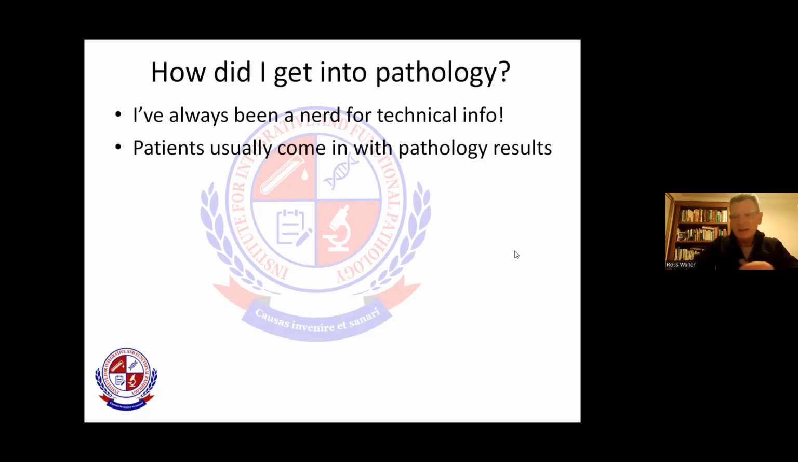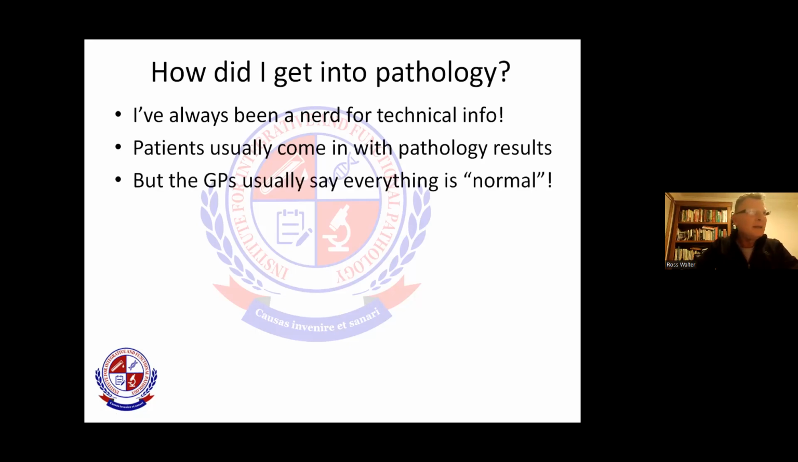So as I said, patients normally come in with the pathology results, but usually, in 99% of cases, the GPs will say everything's normal. So the patient would go to see the GP, explain their symptoms and conditions. The GP will run a bunch of bloods, and you'd go back in the following week to get the results, and the GP would say everything's fine, everything's normal. This is not possible because people are not going to see the GP for a cup of tea and a chat. You're going because you're unwell and you want some help, and you want to turn your issues around.